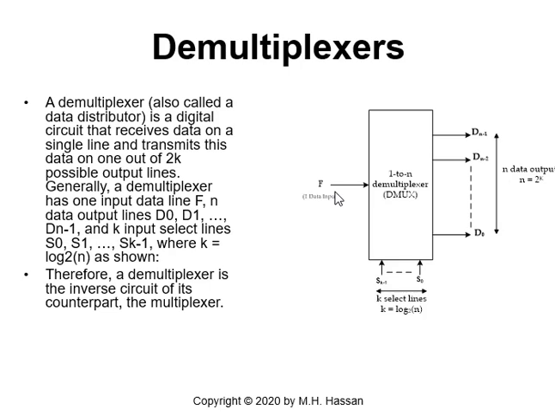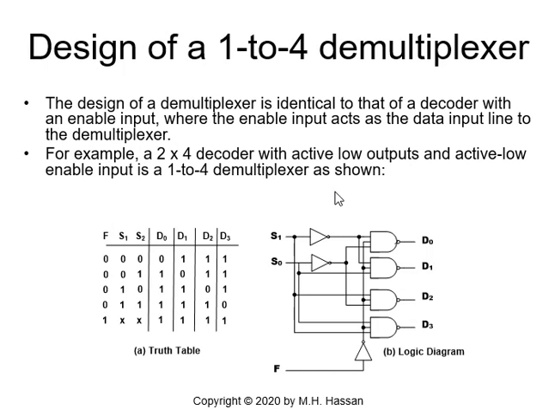So a multiplexer will transmit the data on one line. Once you receive the data on the destination side, on the receiving side, you will basically demultiplex it back to the parallel data as was transmitted. So the opposite. Therefore, a demultiplexer is really the inverse circuit of the multiplexer. Let's try to design a demultiplexer, a 1-to-4 demultiplexer.